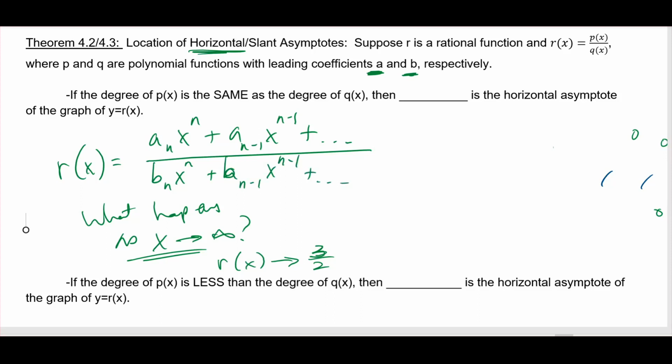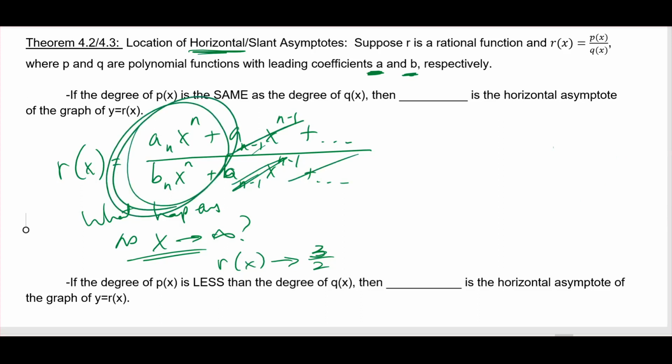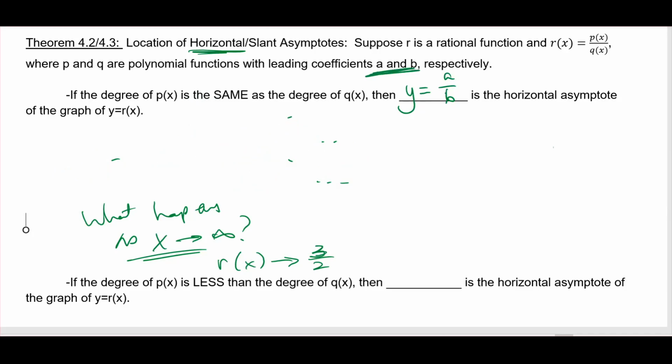So if we pulled that trick there, all of these terms are going to go to 0 except for these, and we're left with the original, just the coefficients here. So what we're going to write in this little space here is y equals a over b. If these are the leading coefficients, it's a over b. Maybe I can write that in words real fast. So this is the quotient of leading coefficients.